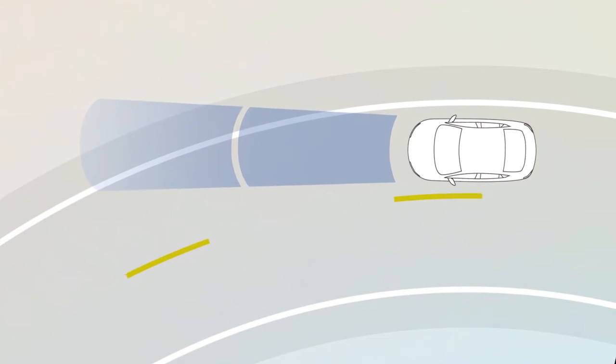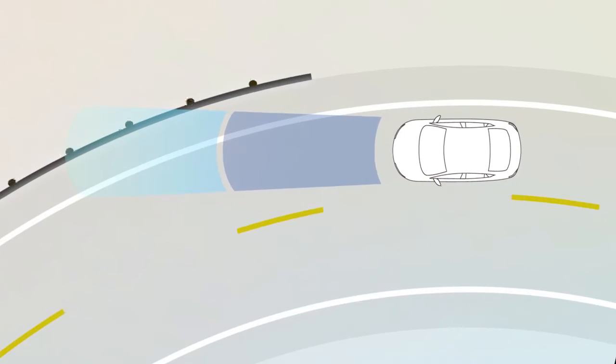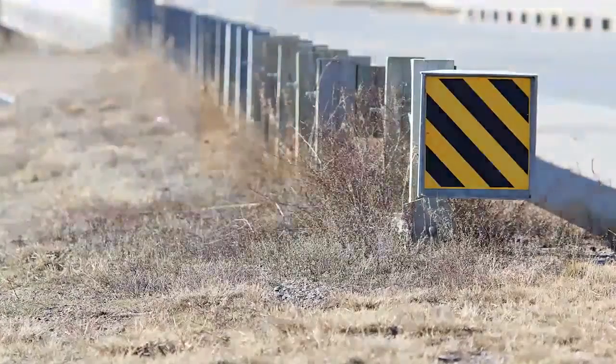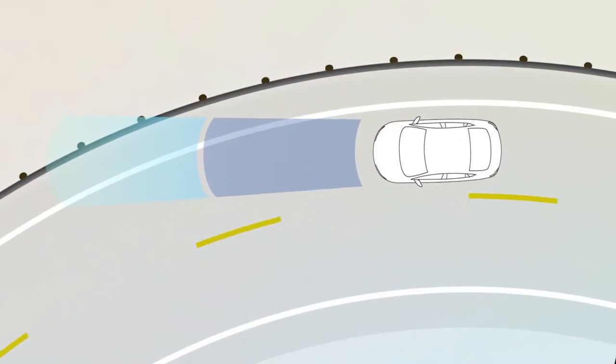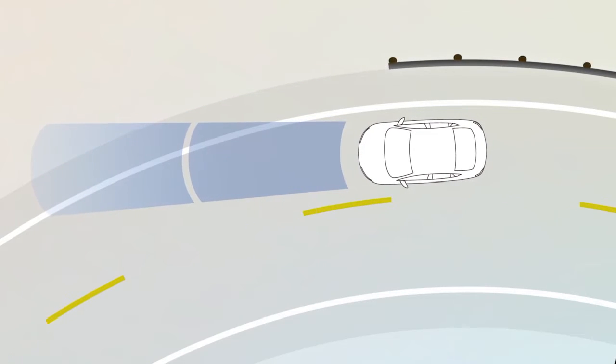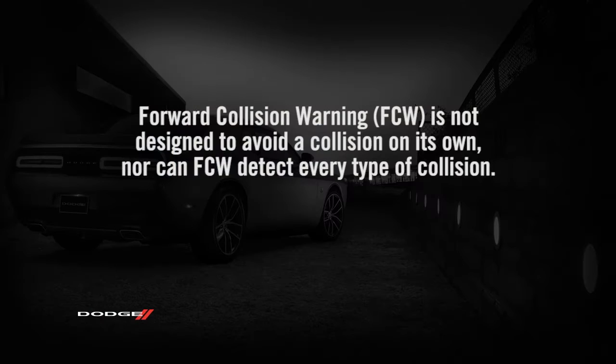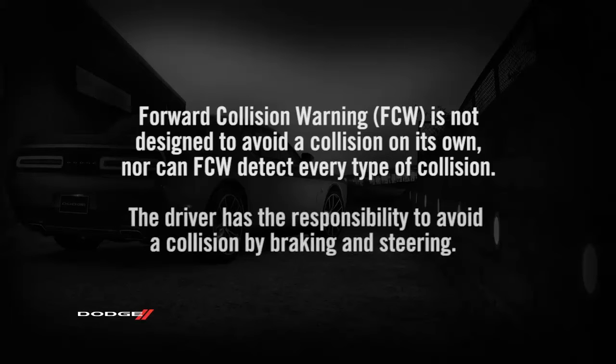FCW alerts may be triggered by objects other than vehicles, such as guardrails or signposts, especially when driving on a curve. This is a normal part of FCW function. Please remember, forward collision warning is not designed to avoid a collision on its own, nor can it detect every possible type of collision. The driver has the responsibility to avoid a collision by braking and steering.